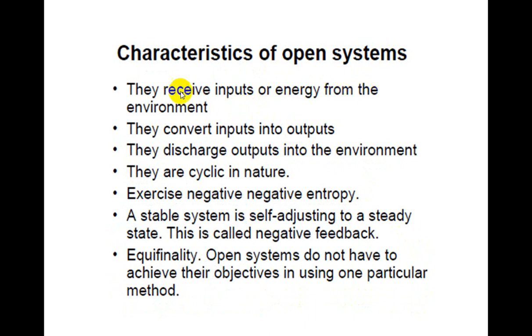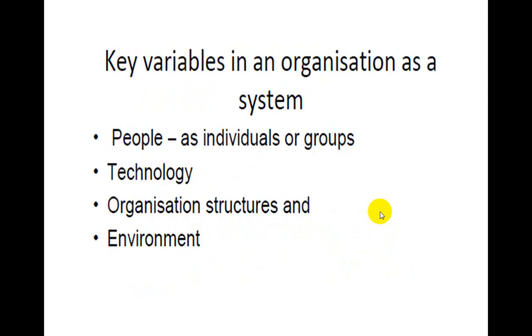Characteristics of open systems: first, they receive inputs or energy from the environment. Second, they convert inputs into outputs. Third, they discharge outputs into the environment. Fourth, they are cyclic in nature. Fifth, they exercise negative entropy. Next, a stable system is self-adjusting to a steady state; this is called negative feedback. And last, equifinality: open systems do not have to achieve their objectives using one particular method.